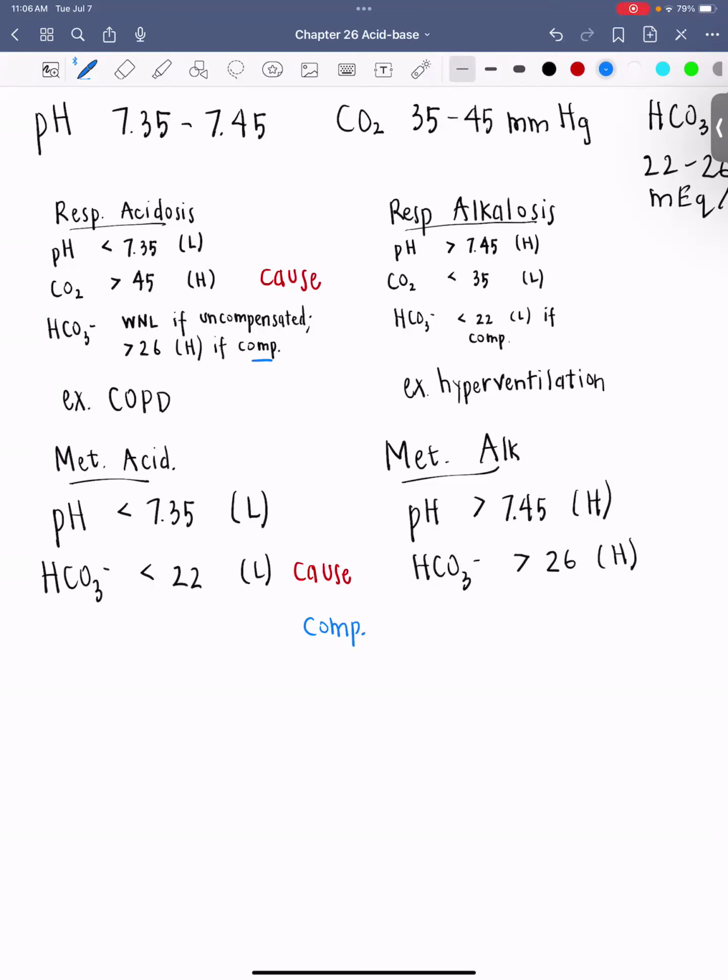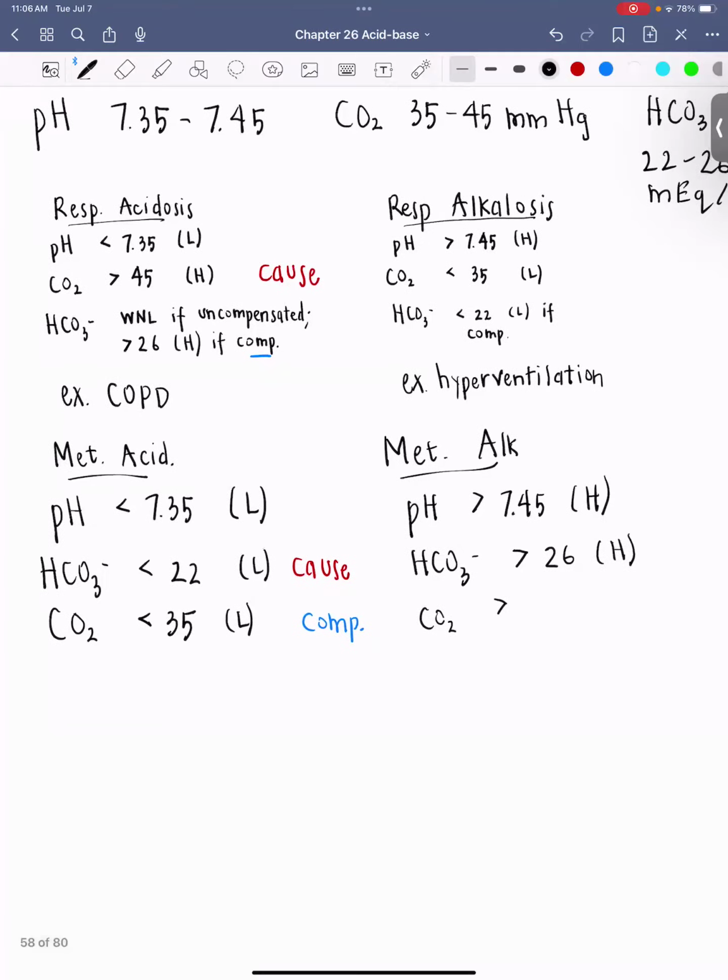The respiratory system is the compensator. For metabolic acidosis, we want to bring the pH back up, so the respiratory system is going to expel carbon dioxide. And in metabolic alkalosis, the pH is already high. So remember, if we increase carbon dioxide, we decrease the pH. So it will be high.